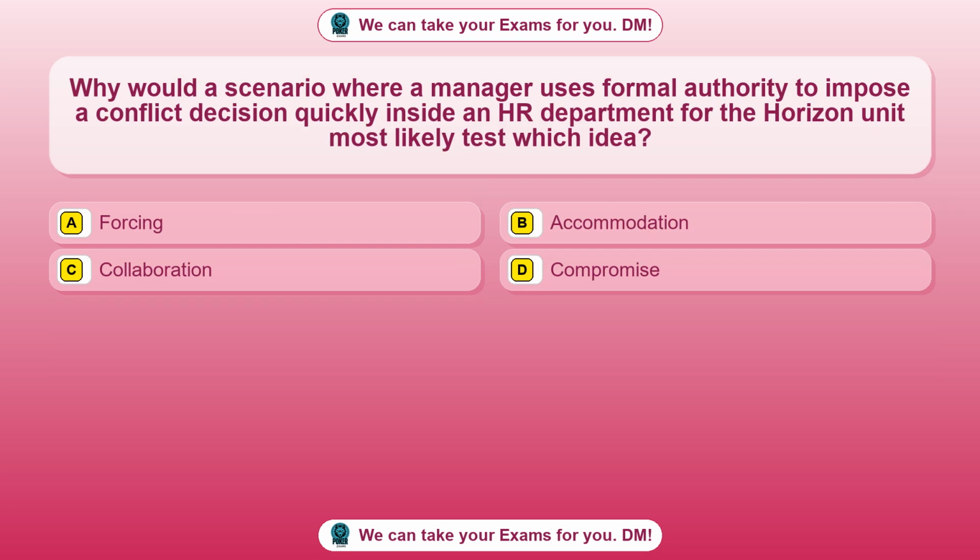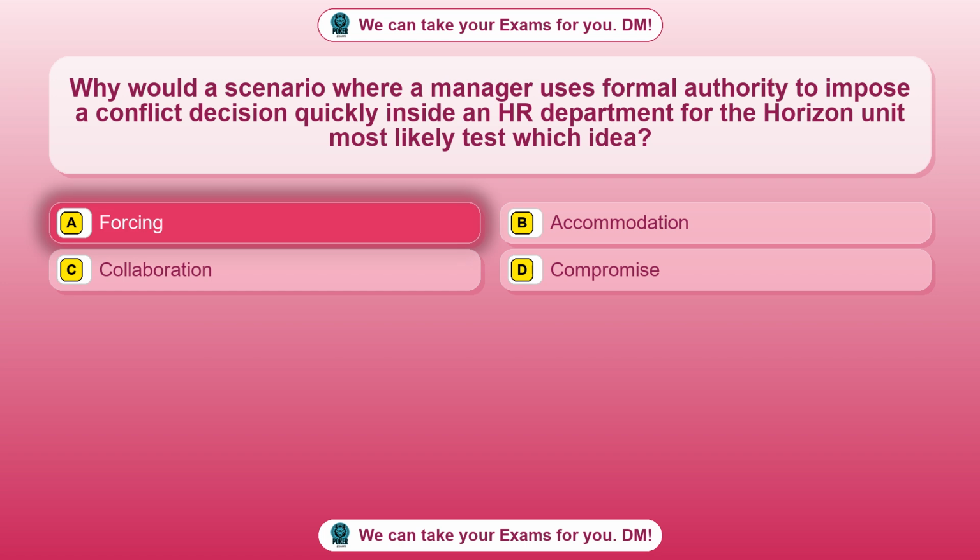Question 85. Why would a scenario where a manager uses formal authority to impose a conflict decision quickly inside an HR department for the Horizon unit most likely test which idea? Option A, forcing. Option B, accommodation. Option C, collaboration. Option D, compromise. The correct answer is option A, forcing.